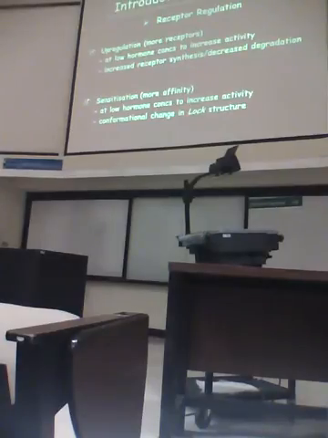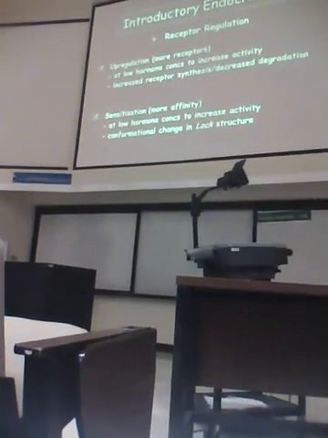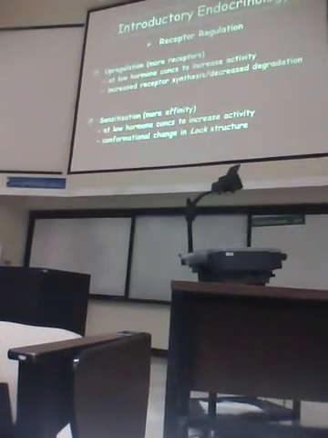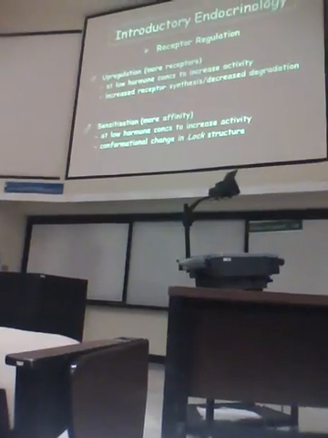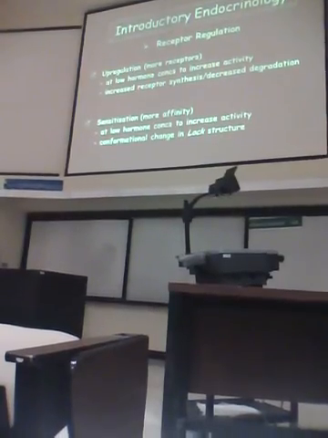Downregulation is one way you can alter activity. Upregulation is the other, which I just mentioned. Another way is to sensitize the receptor to increase its affinity for its hormone. And again, this will occur at low hormone concentrations to again increase activity, and is again a change in the conformational structure of the receptor.